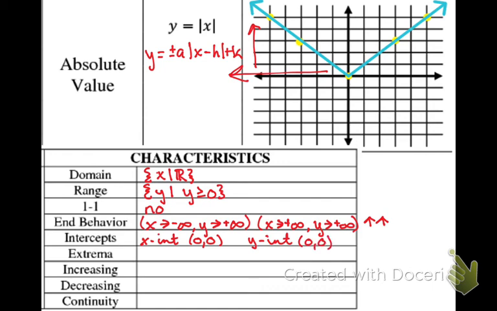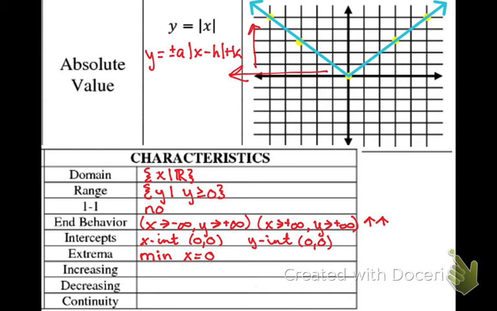Extrema. The minimum. There's a min, right? Min at where? At 0, 0, or x equals 0. Okay? So that means it has to be increasing or decreasing. It has to be one of each at least, right?